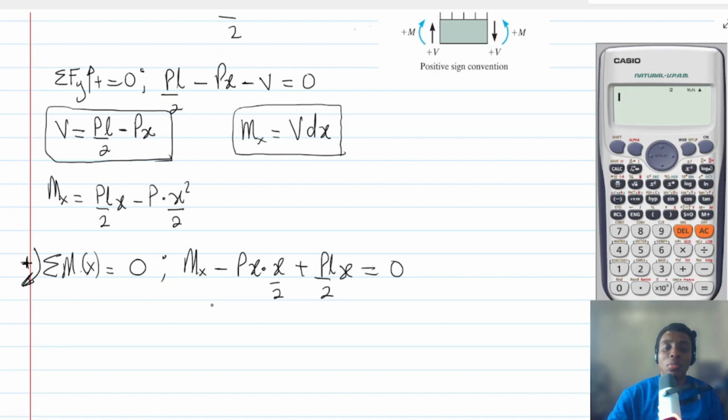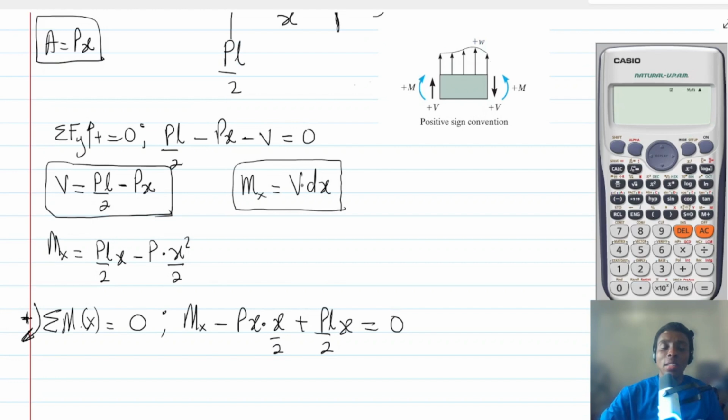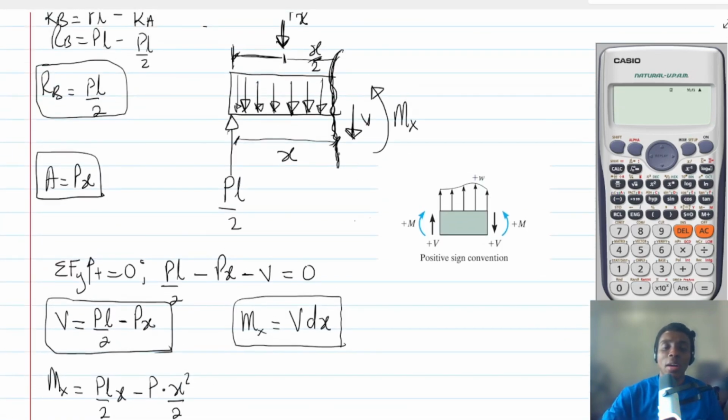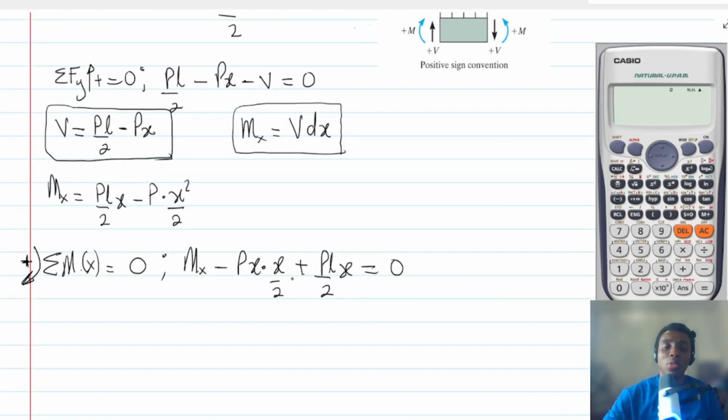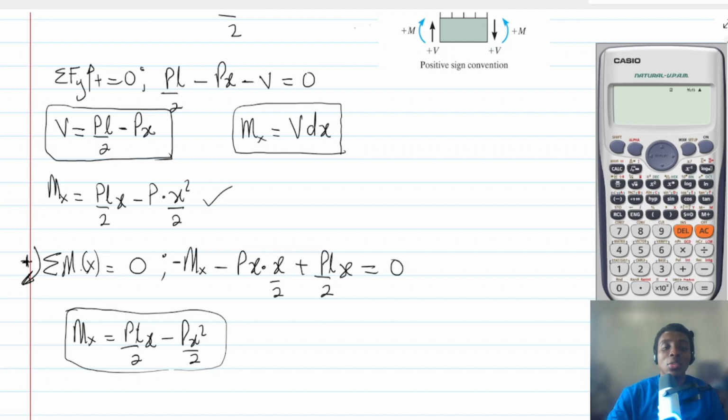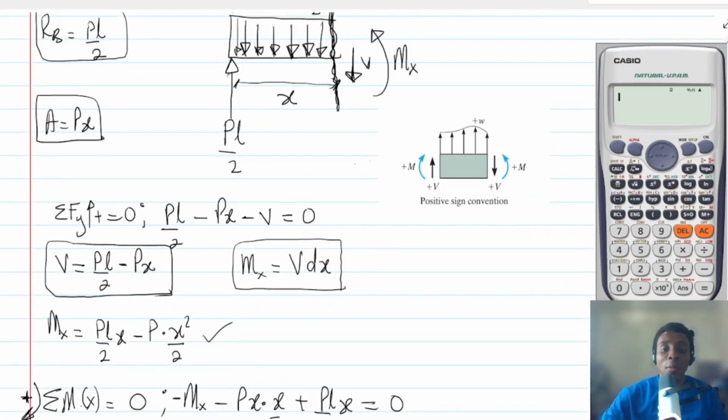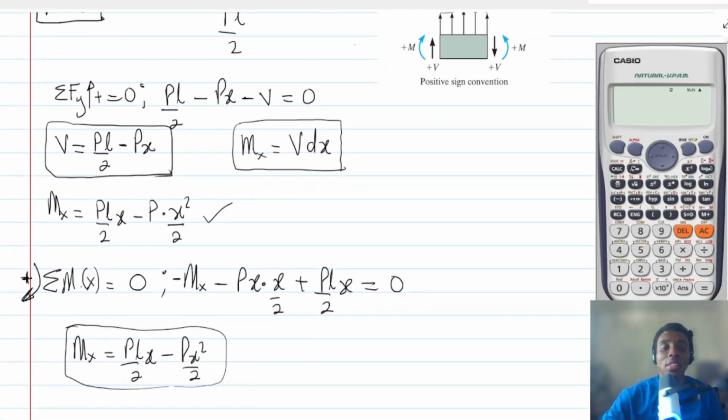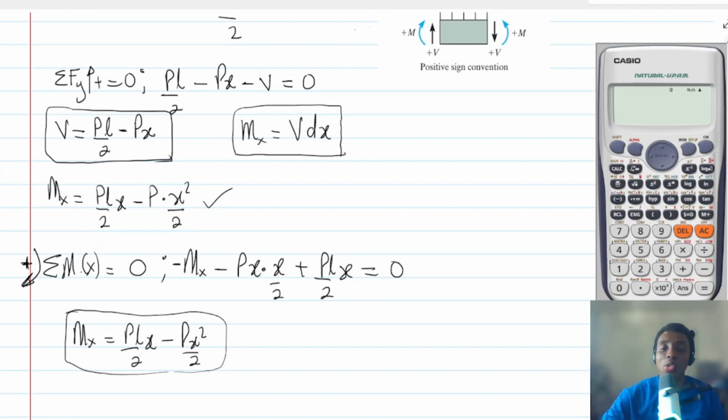Now, if I ask you to make Mx the subject, what do you think will happen? You see that the Mx, I think there was a mistake here. Mx is going anti-clockwise, so that Mx was supposed to be negated. So let's make that Mx the subject. Simply put, there is going to be PL over 2 x minus Px squared over 2. What do you see here? This one is the same as what we just did. So at this point, what I can tell you is that when you get something like this, you can either integrate the shear force to get the moment, or you can sum moment to get the moment. I hope you are okay. So the choice is yours.